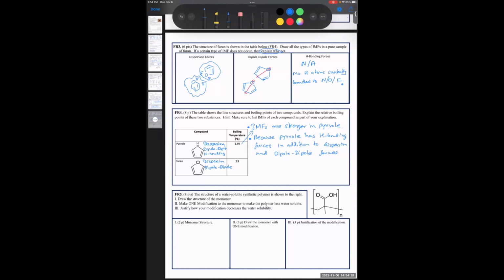Yeah. So I think the main points are you need to list the intermolecular forces. It's asked you to list it. So I would assume that we're going to get at least 1 point each for listing these. That's 5 points.